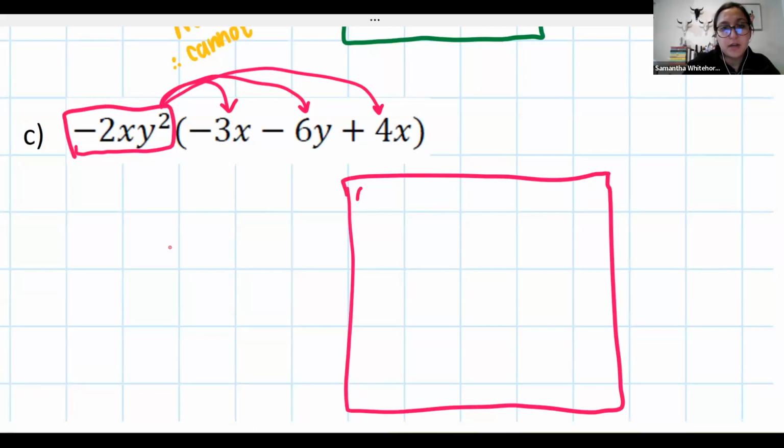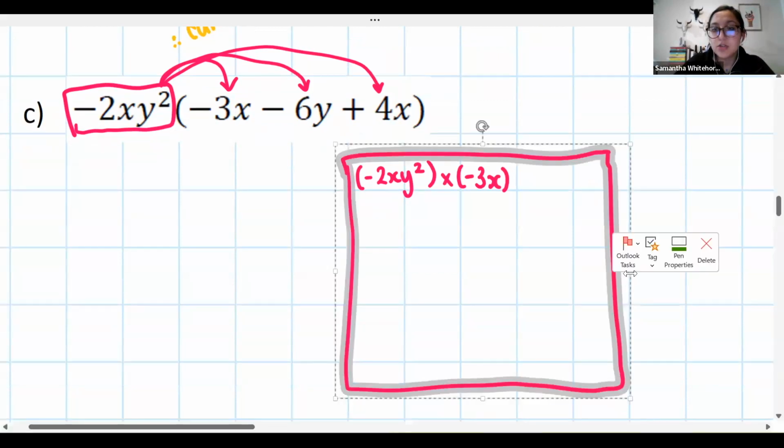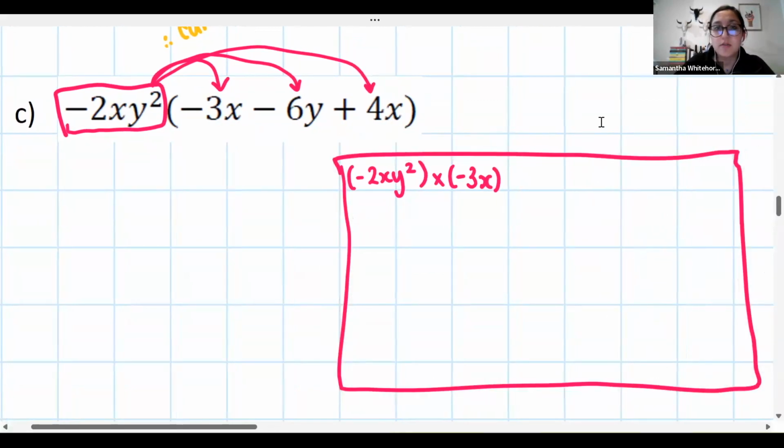My first product is minus 2xy squared times minus 3x. Now, guys, break this down. Don't try and do everything at once, especially if you're not super comfortable with exponents and products. There is no need to rush it. Just go step by step.